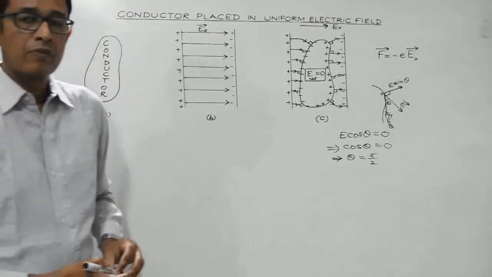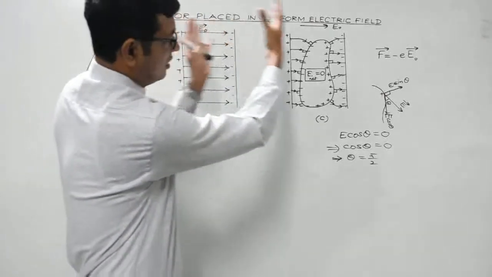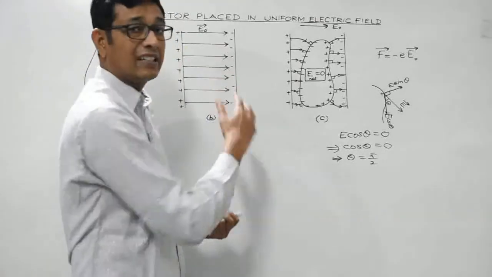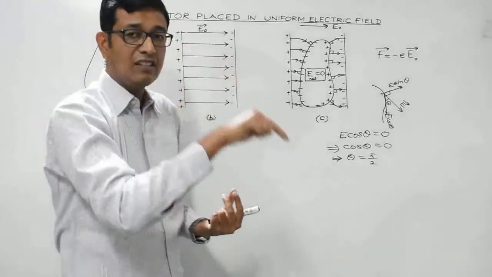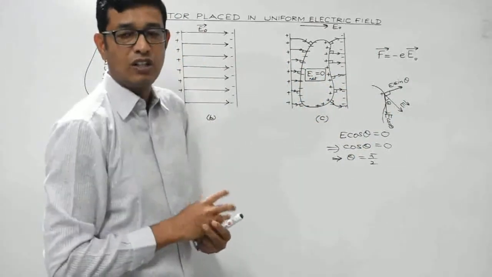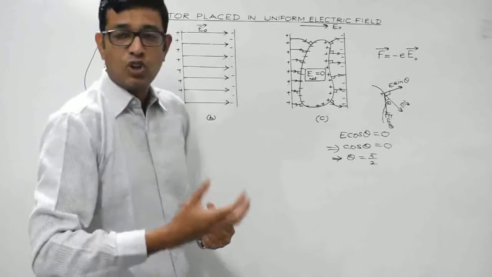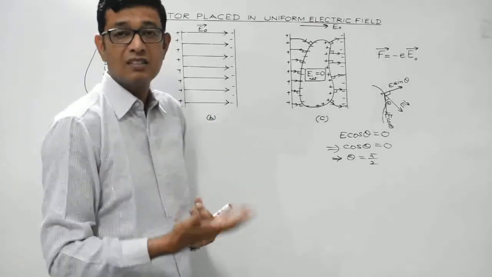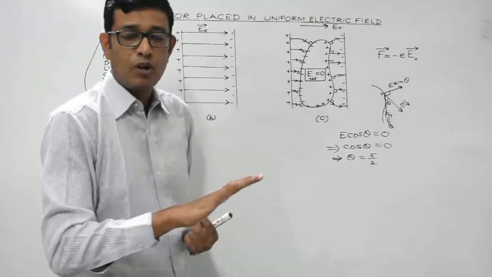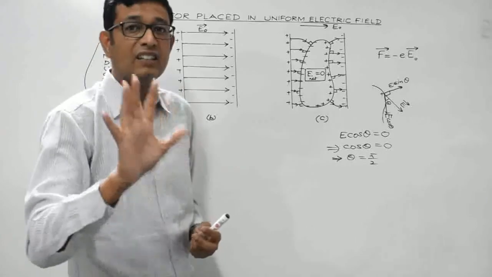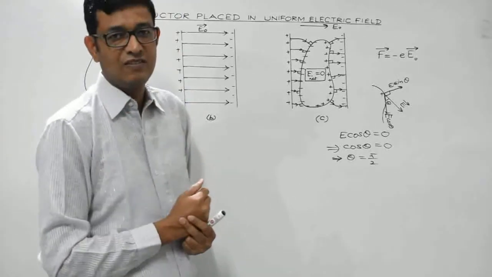Clear? So as the conductor is placed under the influence of uniform electric field, the field lines get modified. It enters or leaves the surface of the conductor at right angle, or in other words, there does not exist any tangential component of the electric field. That is, in other words, there is no component of electric field along the surface of the conductor, so as to maintain this static condition. Right?